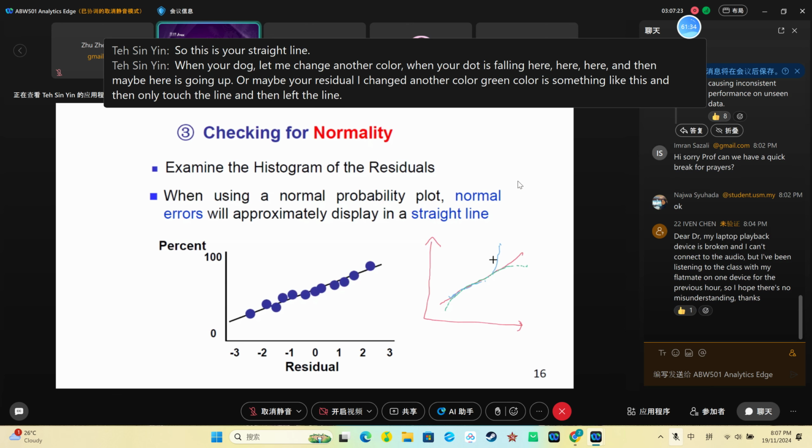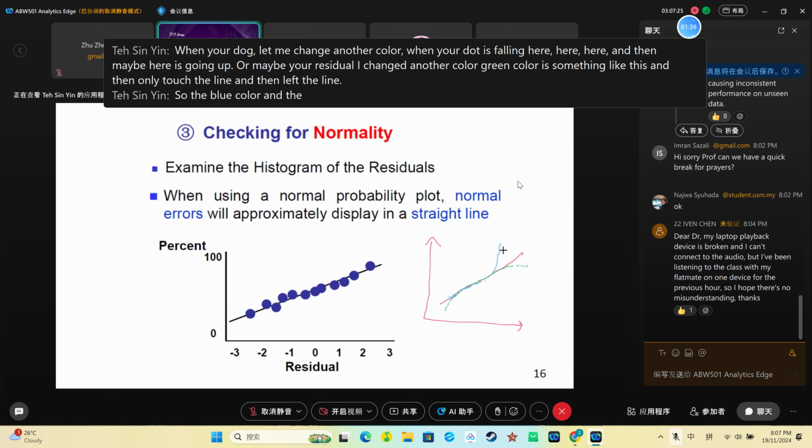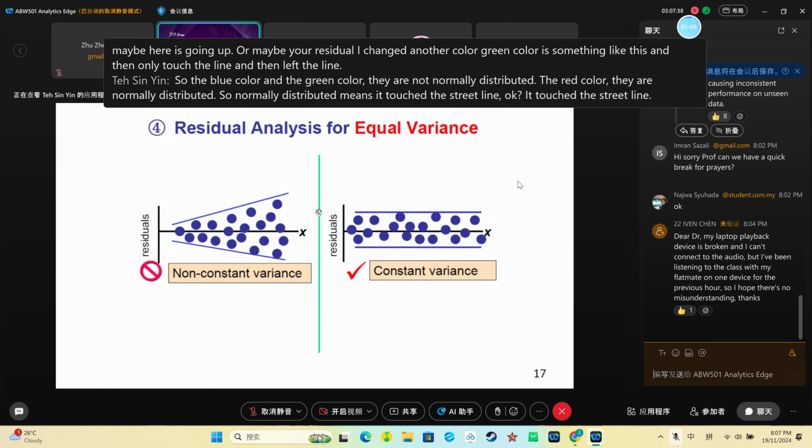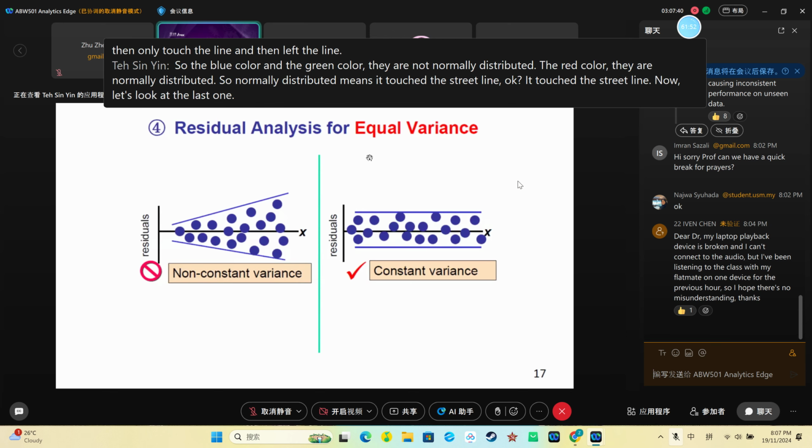So the blue color and the green color, they are not normally distributed. The red color, they are normally distributed. Normally distributed means it touched the straight line. Okay, it touched the straight line. Now, let's look at the last one. How to check whether it is equal variance or not.